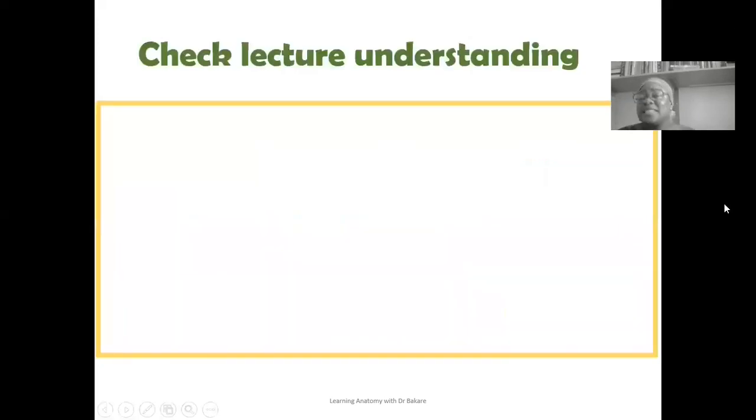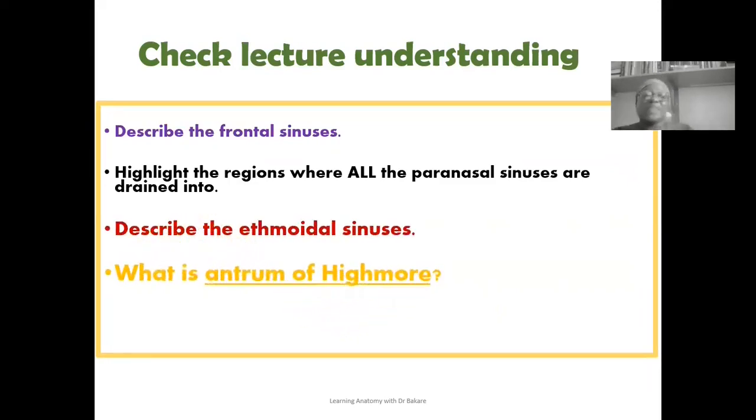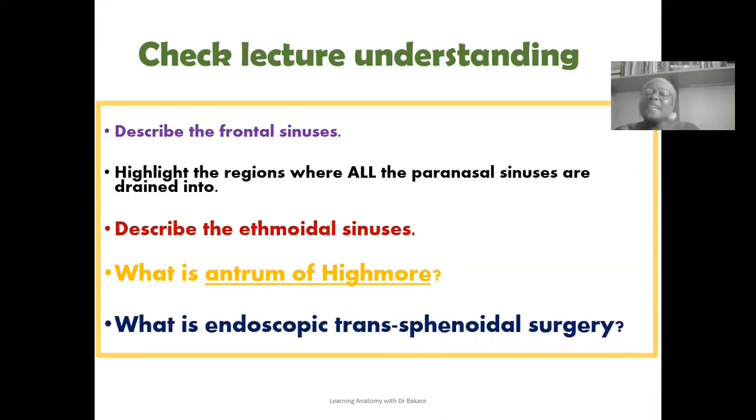So let's check our understanding of this lecture through the following questions. The first one is to describe the frontal sinuses. Second question is to highlight the different subregions where all the paranasal sinuses are drained into. We already stated during the course of this lecture that the paranasal sinuses are either drained onto the lateral wall or the roof of the nasal cavity. Then the third question is to describe the ethmoidal sinuses. The fourth question is, what is antrum of Highmore? Then the last question is, what is endoscopic trans-sphenoidal surgery?